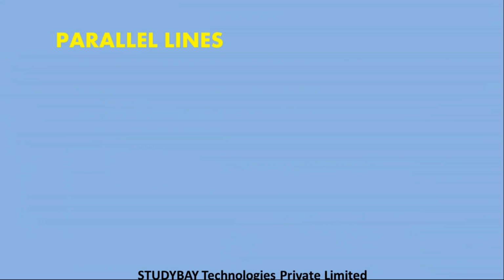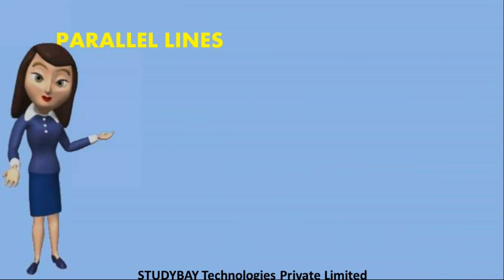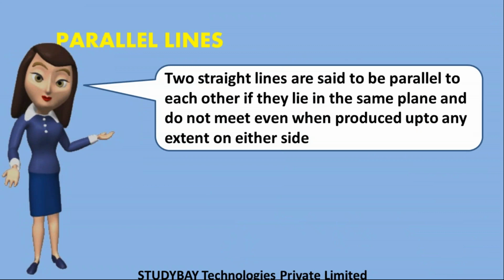Now we have something called parallel lines. Two straight lines are said to be parallel to each other if they lie in the same plane and do not meet even when produced up to any extent on either side. That means the distance between them remains constant throughout. A very common example here is a railway track. If you look at the railway track, you will find that the lines won't meet even when extended up to the length and breadth of the country.